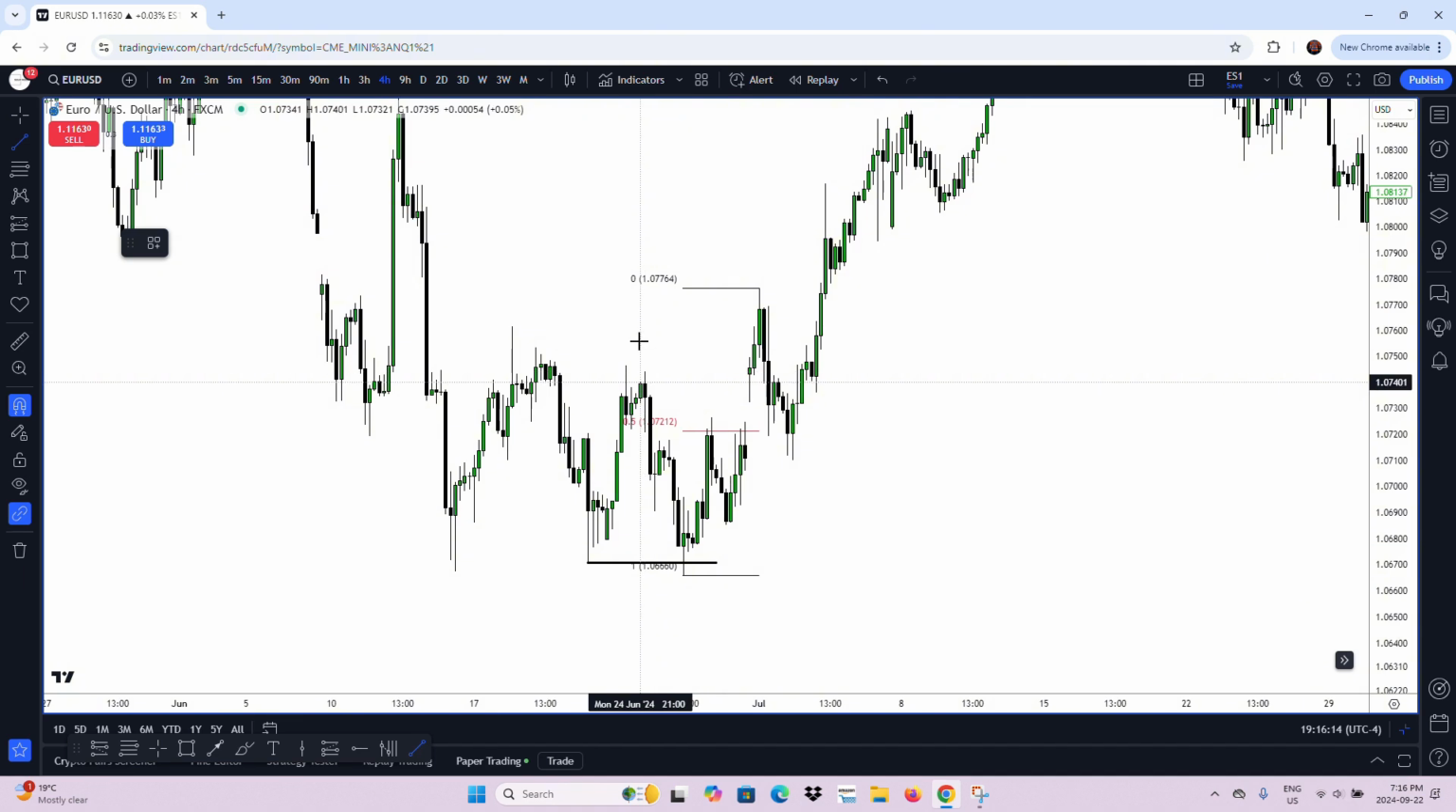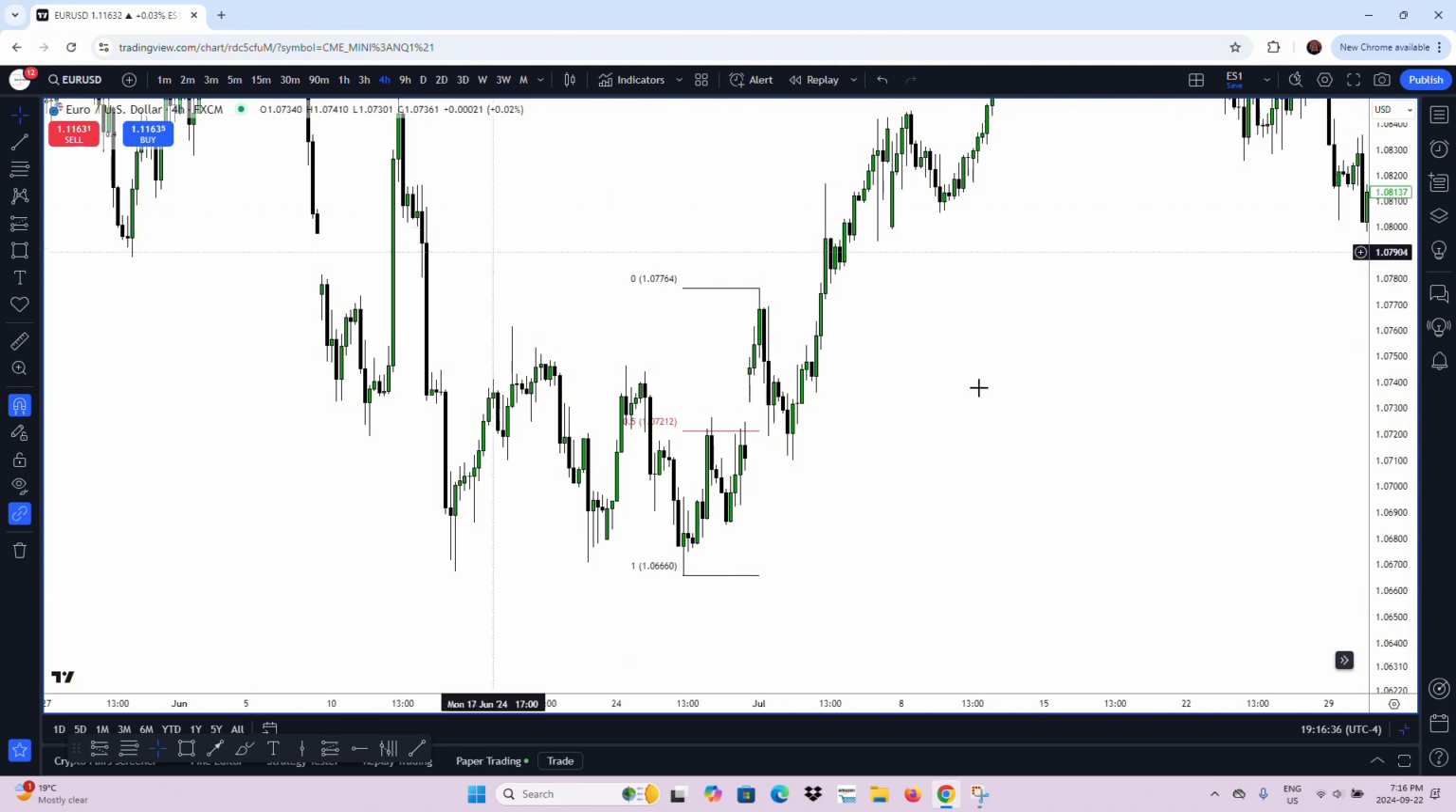Which high and low did we take out? The swing high and swing low. Okay, so that means this low that took out the low and the high that took out the high is the dealing range. We can delete these two lines here.